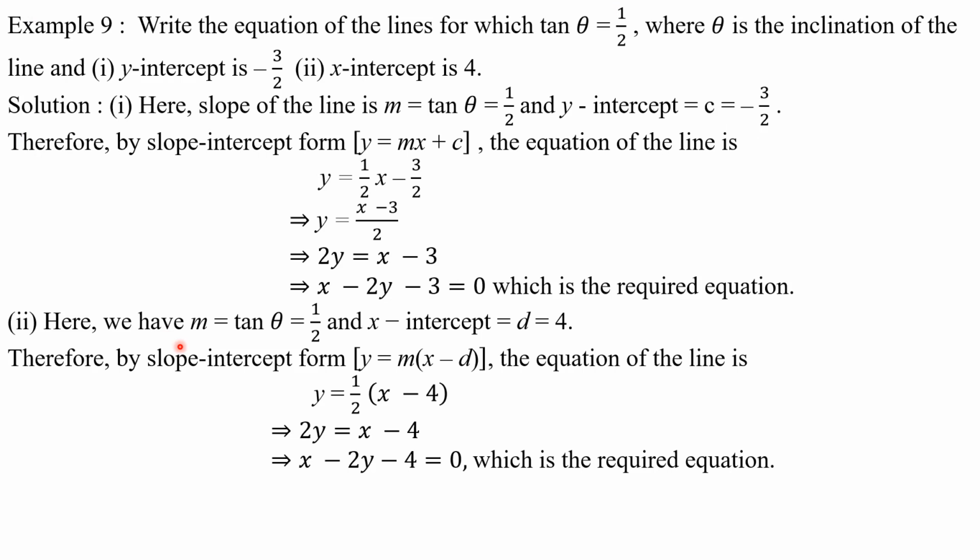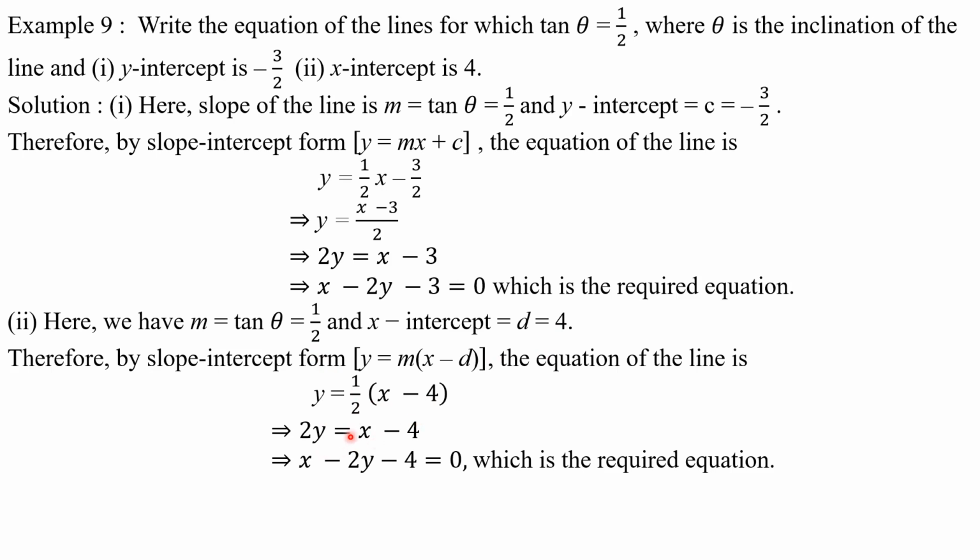Okay, my children? Right. So, the second part of the question here, to find the equation of the line, we use y is equal to m into x minus d, because here the x-intercept is given. Understood this point, my children? Therefore, y is equal to, what is m here? 1 by 2 into x minus d. What is d here? 4. Understood this equation, my children?